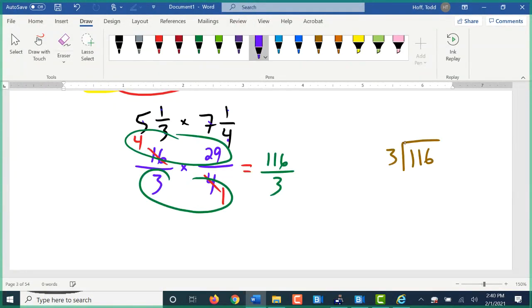How many times does 3 go into 11? 3. 3 times 3 is 9. That's 2. Bring down the 6. 3 into 26. 8. 3 times 8 is 24. There's 2 left over. That is 38 2/3.